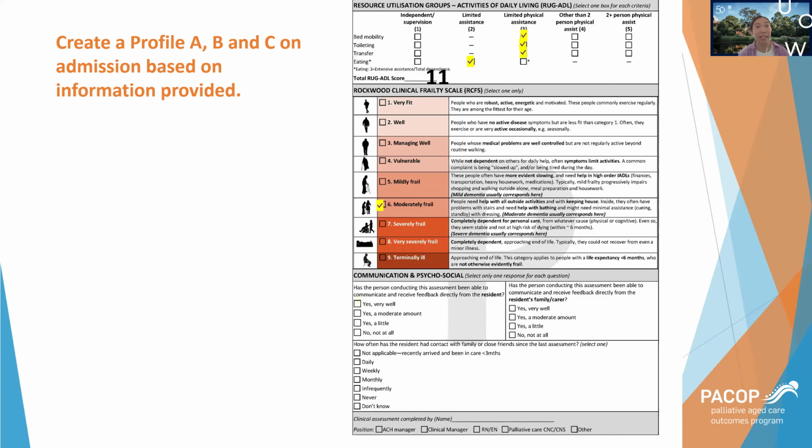And cognitively, he is intact. So with his communication, he does receive the feedback quite well and communicate it quite clearly, as well as for his family. And since this is the first time assessing them, not applicable for how often the contact happens.